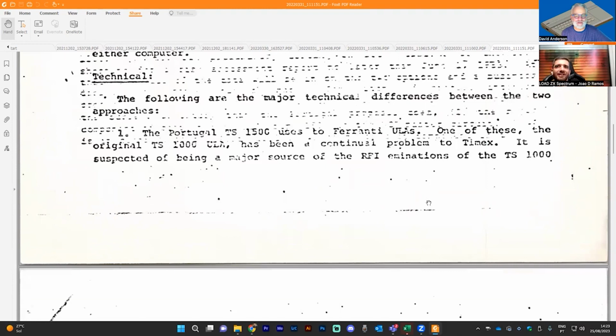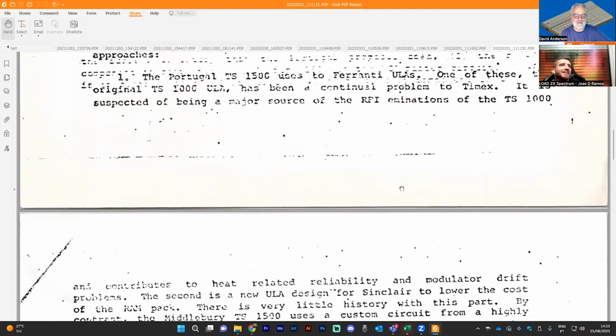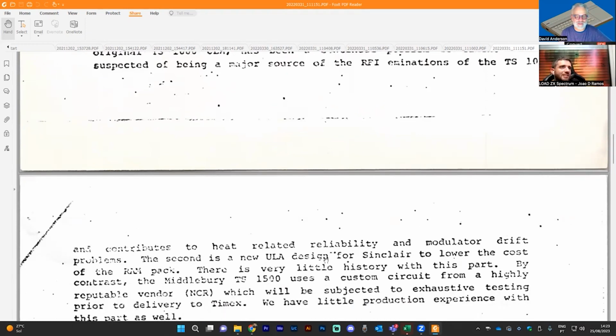I don't even think that's spelled right. It's emissions, right? It's emissions, yes, but you know they would have said emanations as well. Okay. Of the TS1000 and contributes to heat-related reliability and modulator drift problems. The second is a new ULA designed for Sinclair to lower the cost of the RAM pack. There is very little history with this part.